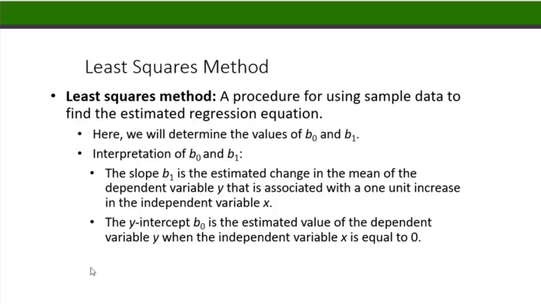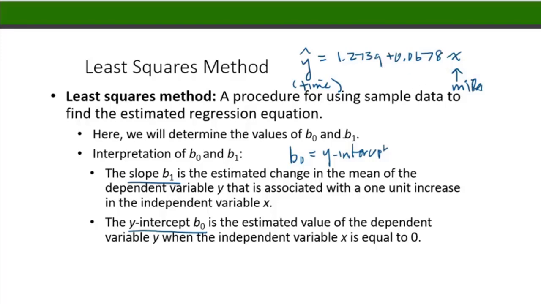So what is meant by the numbers in the regression? Let's make sure we know what those numbers mean, like the slope and the intercept. That was the equation. So that's your b sub 0, and here is your b sub 1, which is 0.0678. This is the estimated change in the mean of the dependent variable y that is associated with 1 unit increase in the independent variable x. So basically it's a slope.